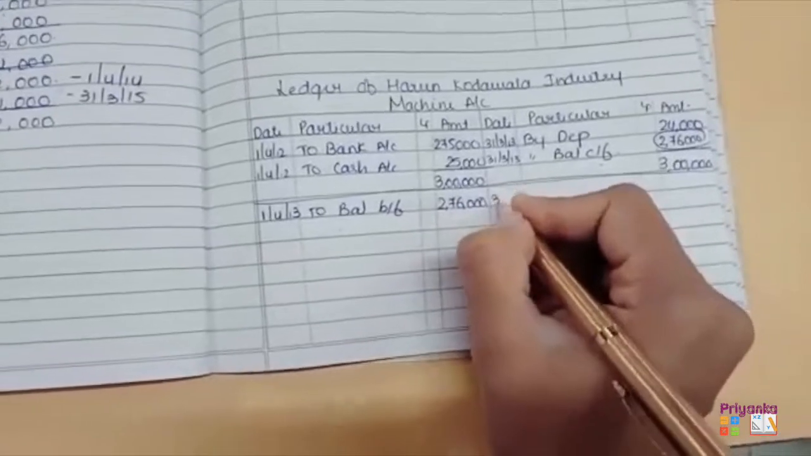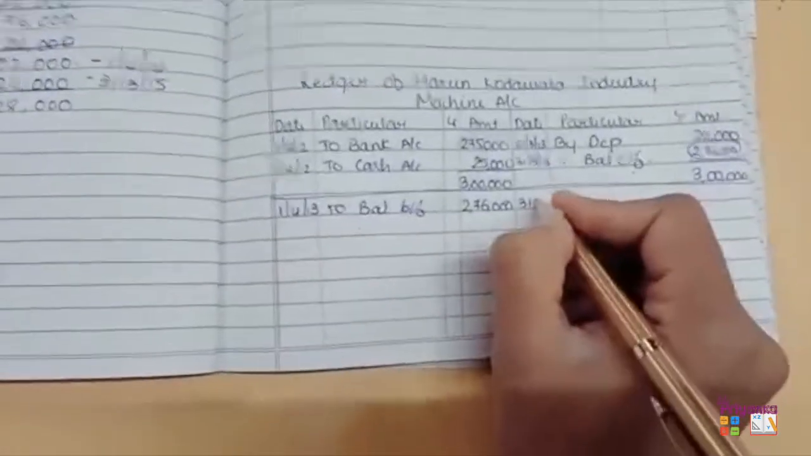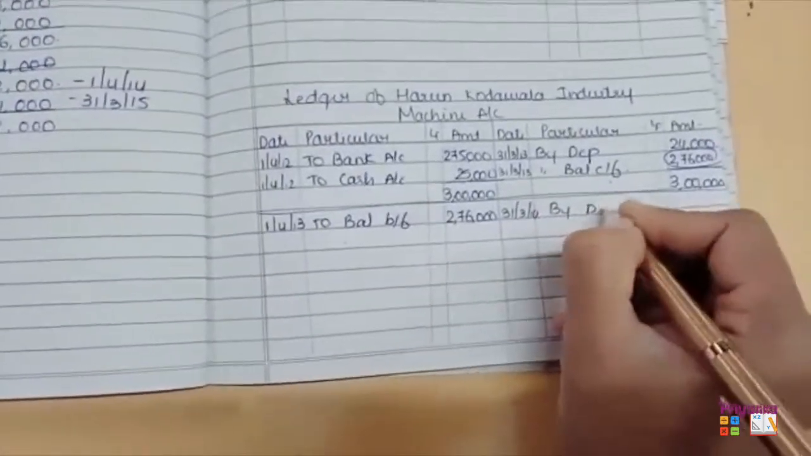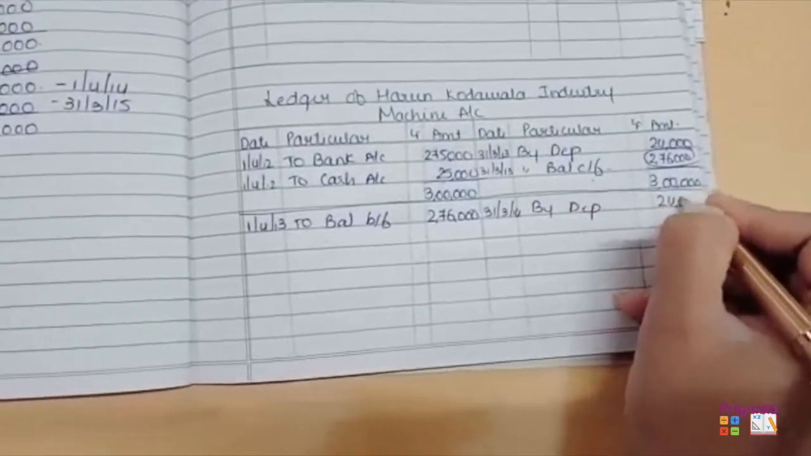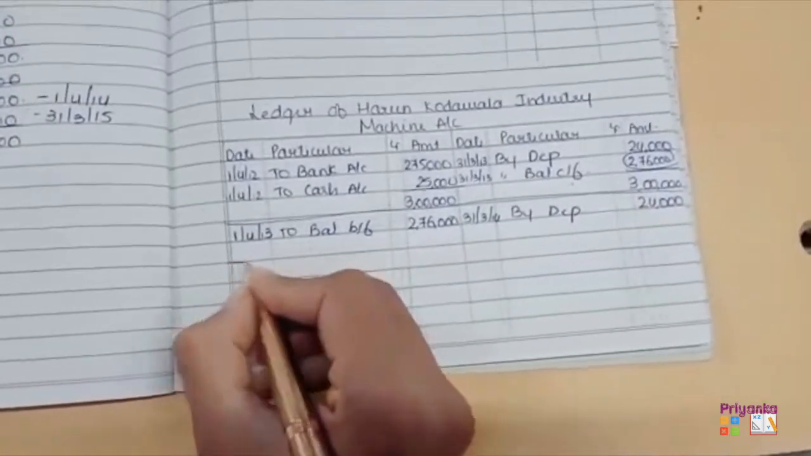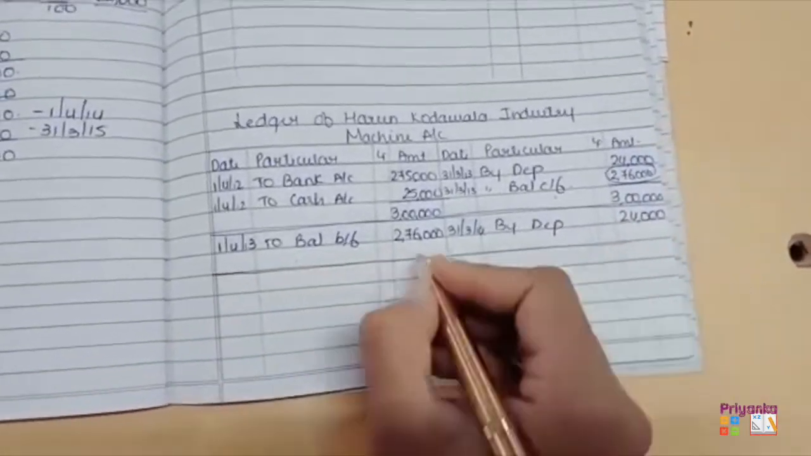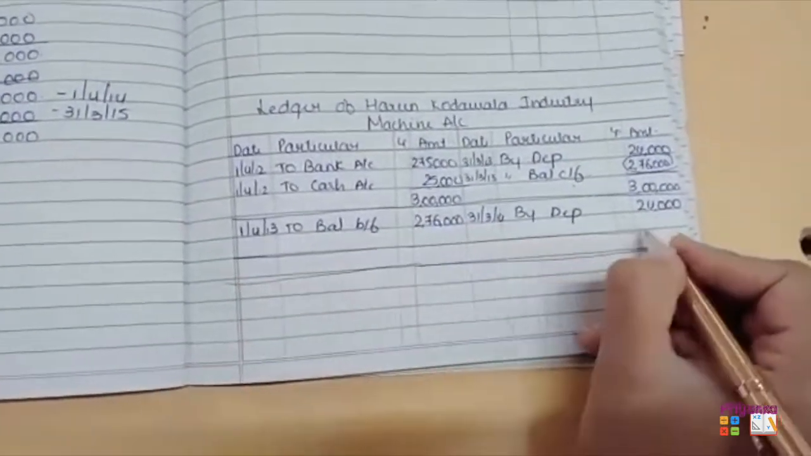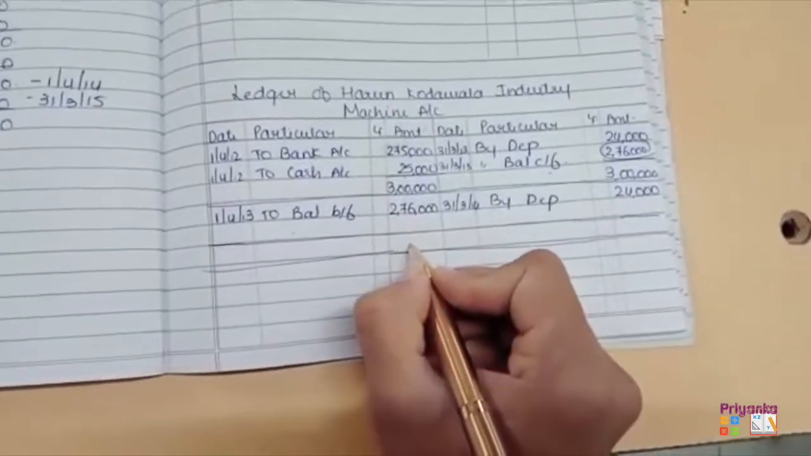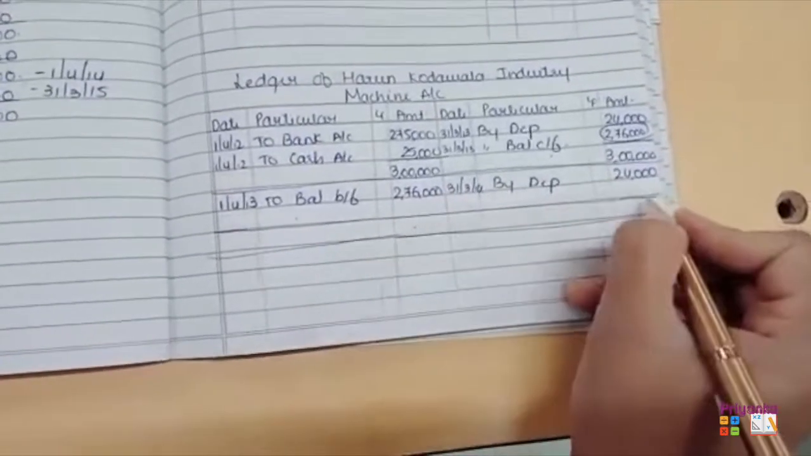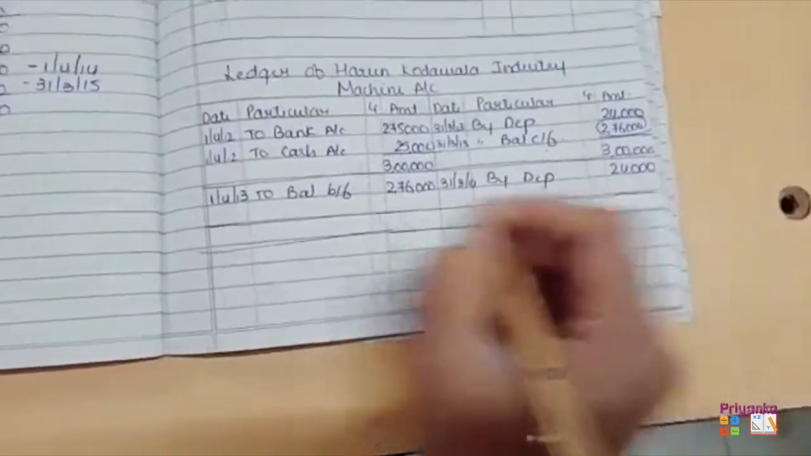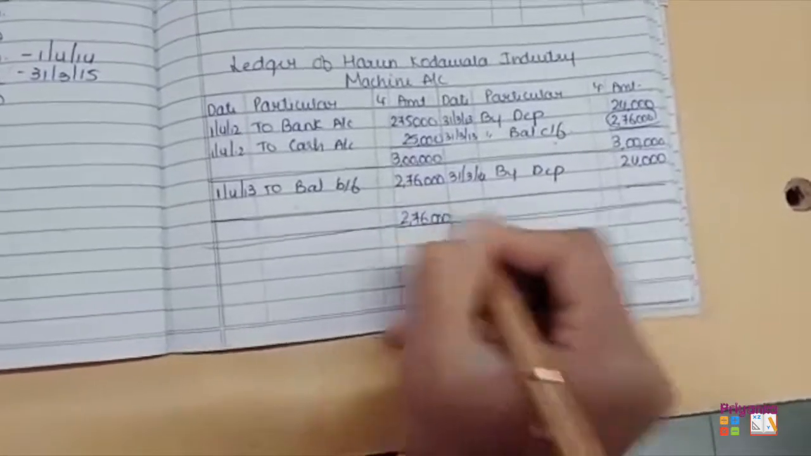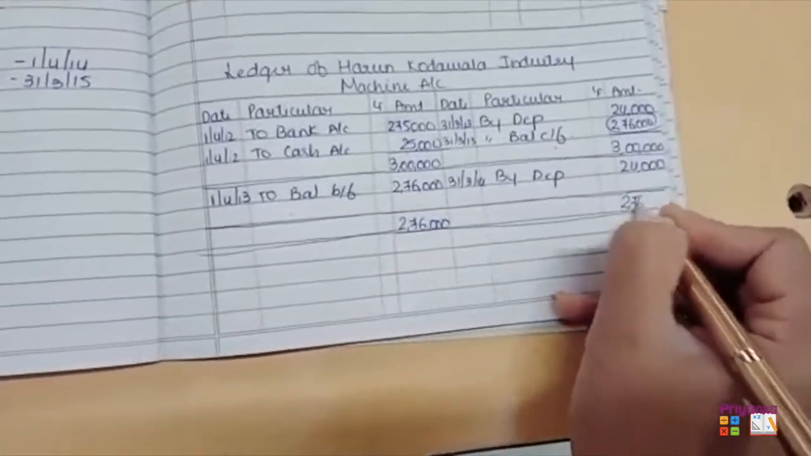Now again on 31st March, at the end of the year 31st March 2014, again we'll calculate depreciation of amount 24,000, and here also we end up with another year. If we check the total of both sides, here we'll find the debit side 2,76,000, whereas on the credit side we'll find 24,000. So this amount is comparatively more, so we'll write 2,76,000 on both sides.